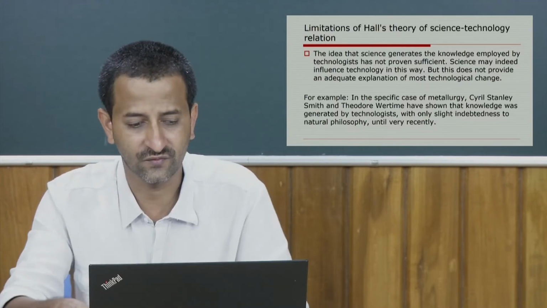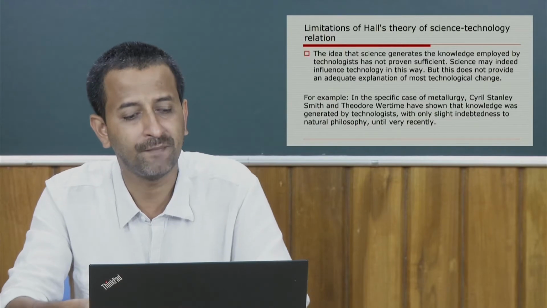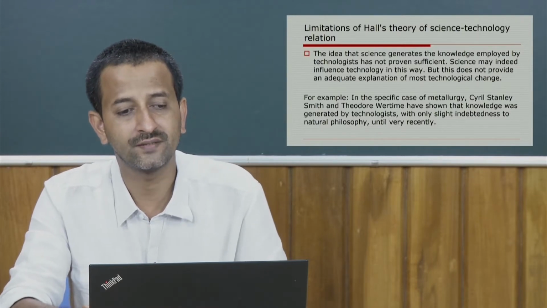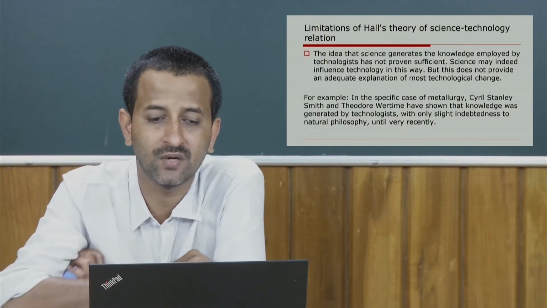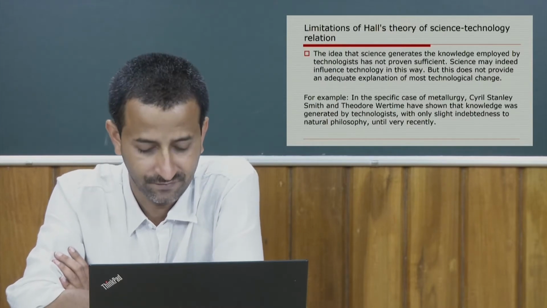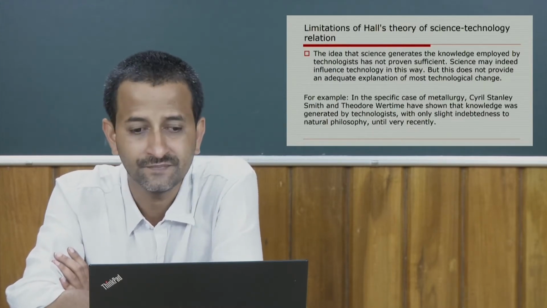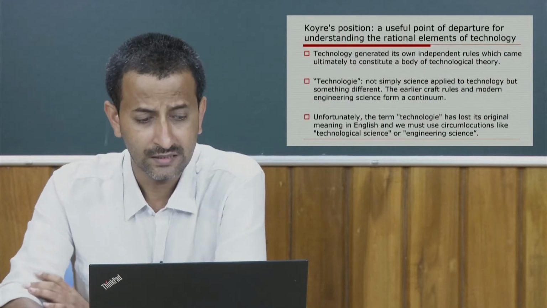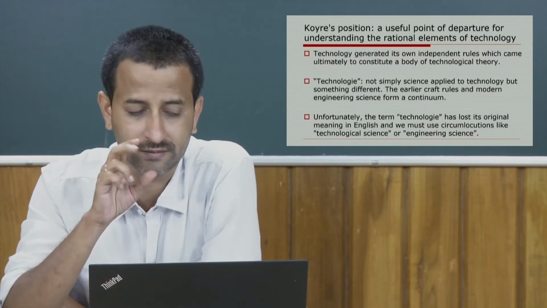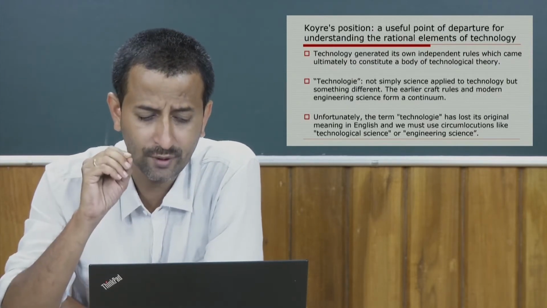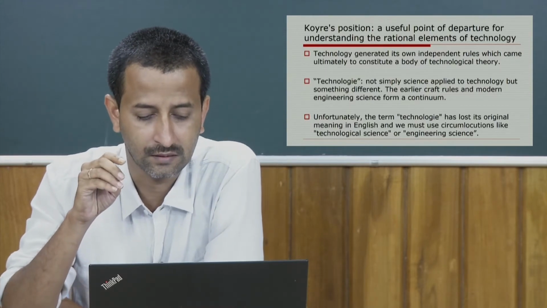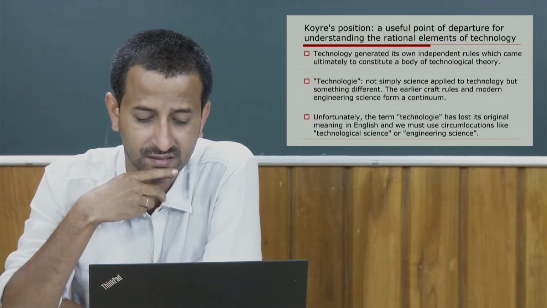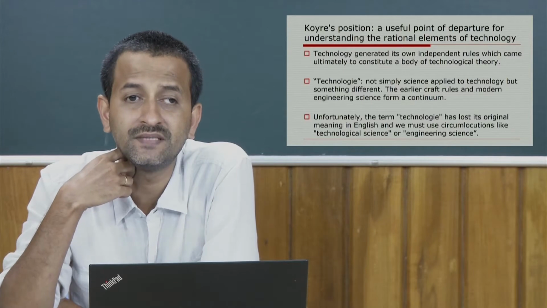For example, in the specific case of metallurgy, Cyril Stanley Smith and Theodore Wertheim have shown that knowledge was generated by technologists with only slight indebtedness to natural philosophy until very recently. Now let us come back to Coet's position. Here too Coet's position is subtler than that of his followers, and it may provide a useful point of departure for understanding the rational elements of technology.